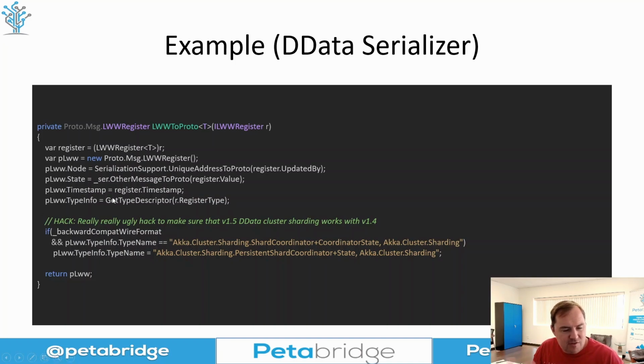We take a look inside the DData serializer for this specific data type, the last write wins register. And in the event that we have backwards compatibility turned on and the type name for the payload being transmitted corresponds to this old data type, we make sure we keep using that old data type. This was designed to make sure that Akka.net 1.4 and 1.5 could basically cooperate side by side with each other in the same cluster with no downtime. Exactly what we're trying to do generically in this video.